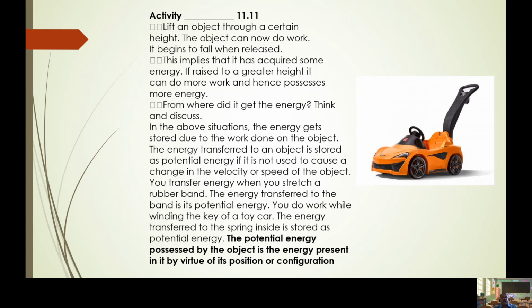Lift an object through a certain height. The object can do work. It begins to fall when released. This implies that it has acquired some energy. If raised to a greater height, it could do more work and hence possess more energy. From where did it get the energy? In the above situations, the energy gets stored due to the work done on the object. The energy transferred to an object is stored as potential energy if it is not used to change the velocity or the speed of the object.